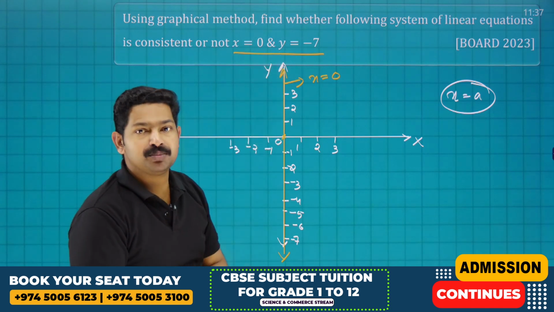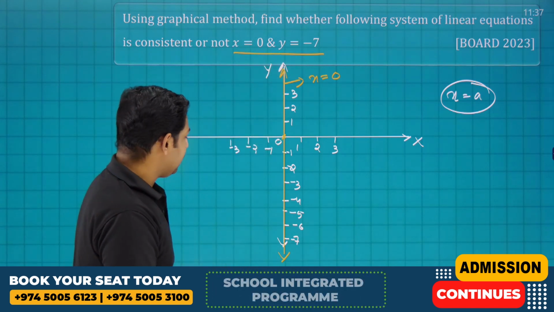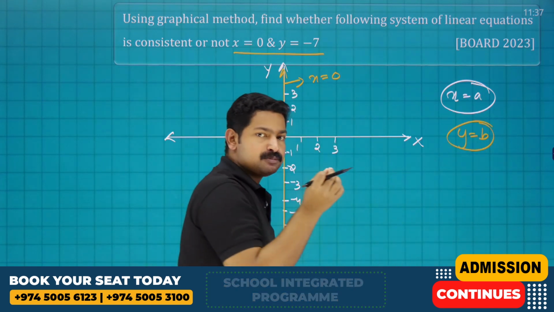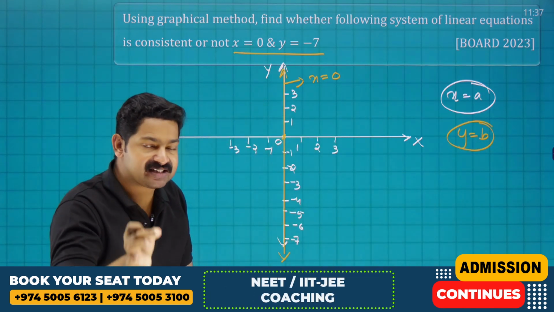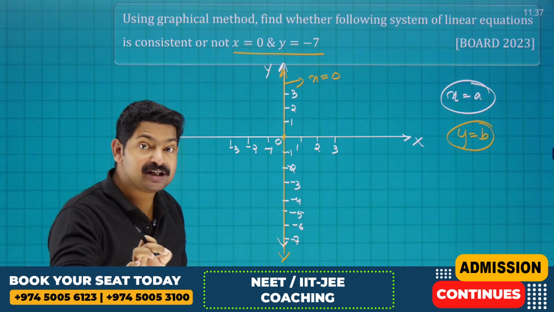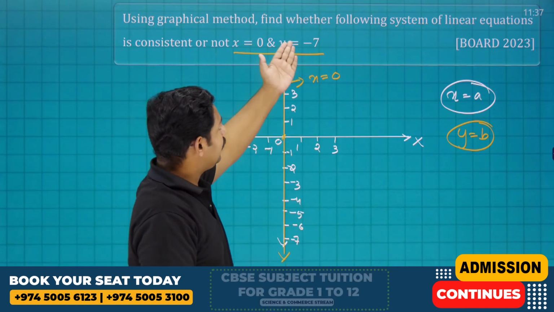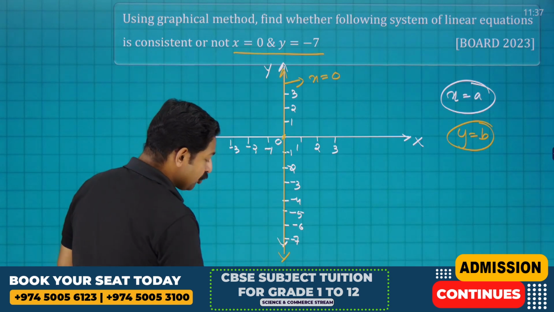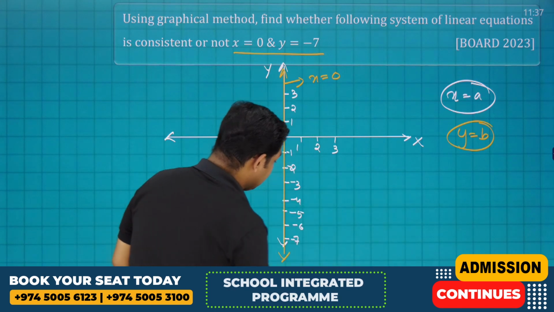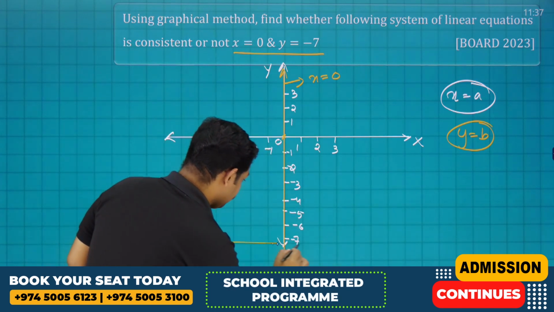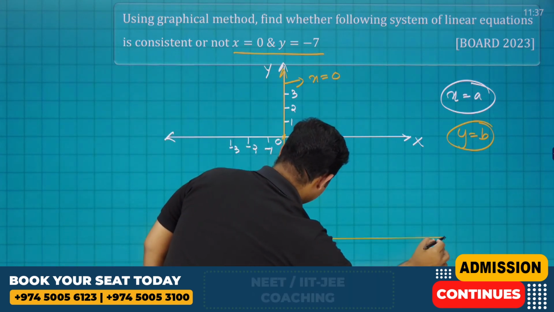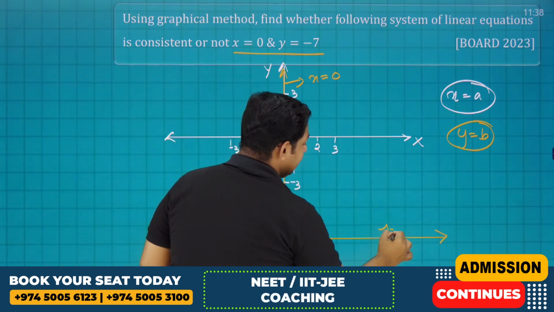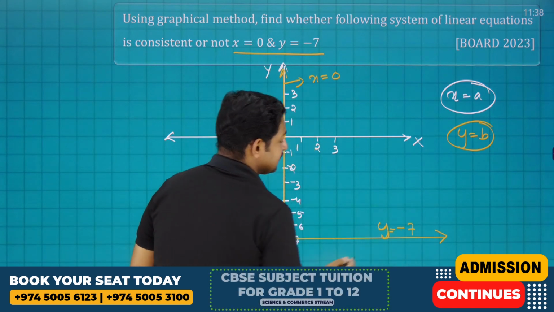Now next we need y equal to minus 7. In general, we can say y equal to b means the graph which is passing through the point B on the y-axis and which is parallel to the x-axis. So where is the point minus 7? Here is minus 7 on the y-axis, and we need to draw the graph through the point minus 7 on the y-axis, parallel to the x-axis. So this is the graph of y equal to minus 7.